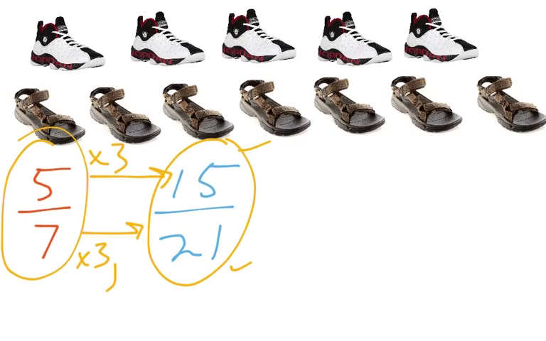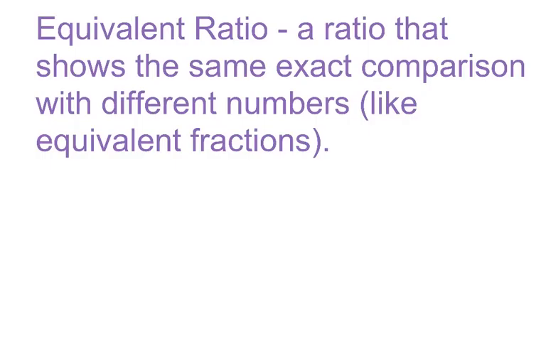There are a lot of different equivalent ratios we could come up with. Another one would have been 10 to 14 if you just multiplied them by 2 each: 10 basketball shoes and 14 sandals. You can also get a ratio sometimes that's less than the original ratio that you start with by dividing. So even though these numbers have changed, they've gotten greater, the ratio, the comparison between the two values is still the same. So let's try this. So again, definition, equivalent ratio: a ratio that shows the same exact comparison with different numbers, like equivalent fractions.